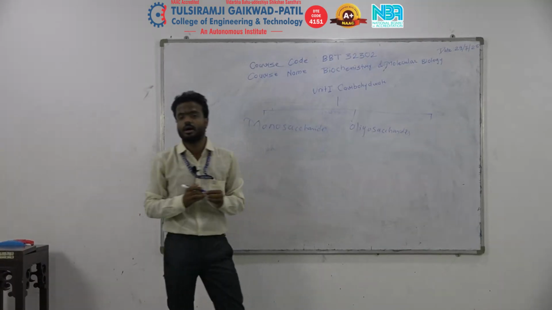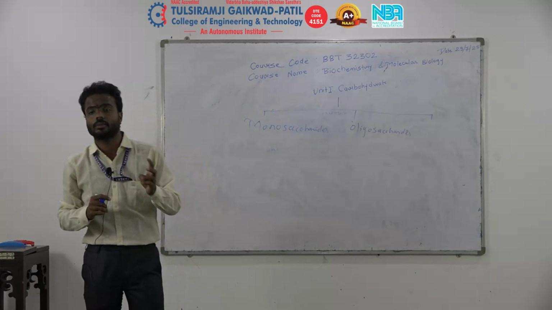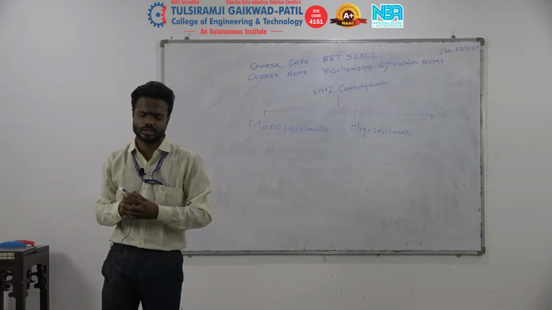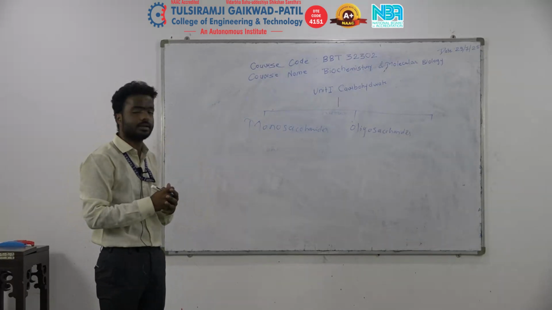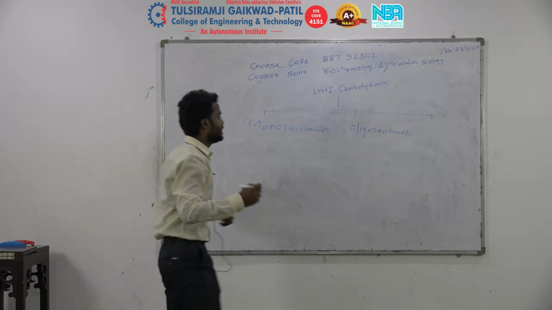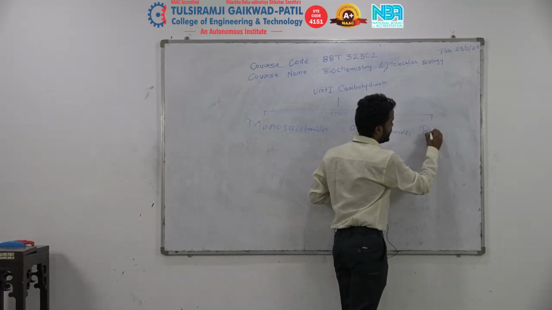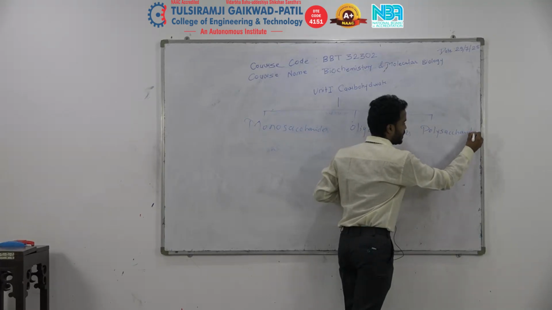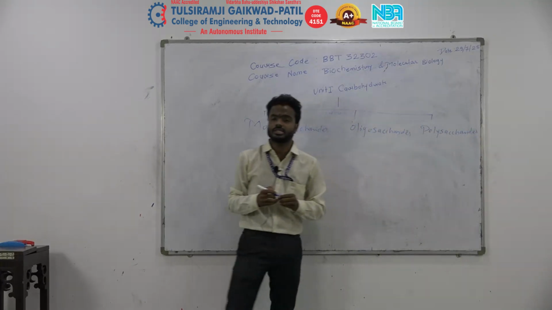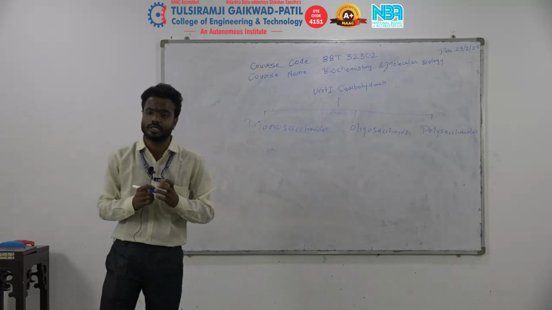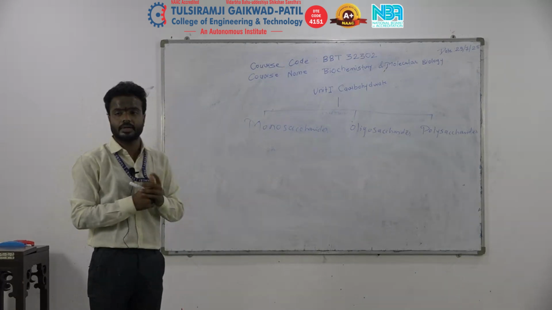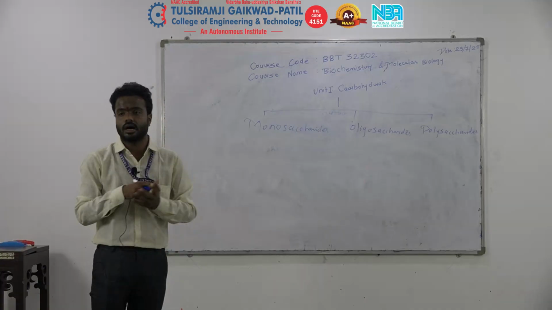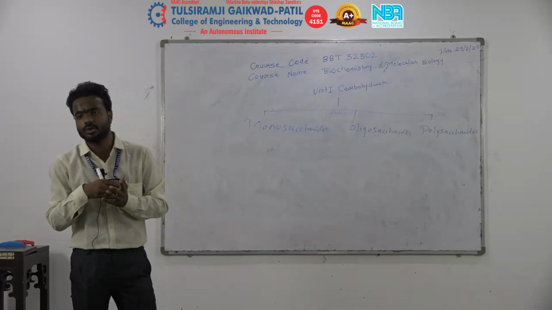Oligo means few, or more than two sugar units present in it. And the third one is the polysaccharide. There are long unbranched chains present in polysaccharides, and there are a lot of examples like starch.